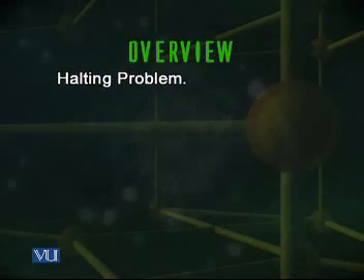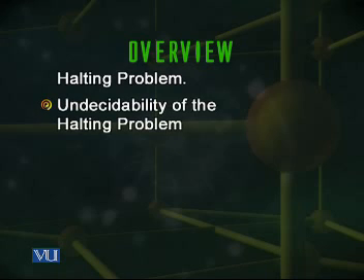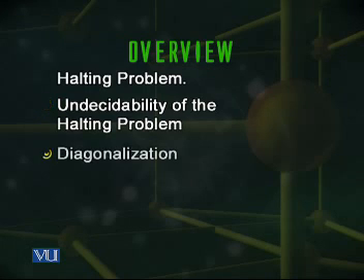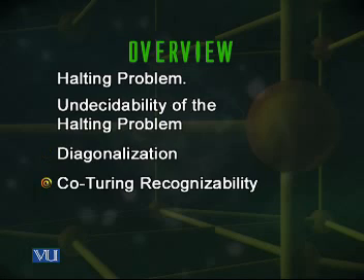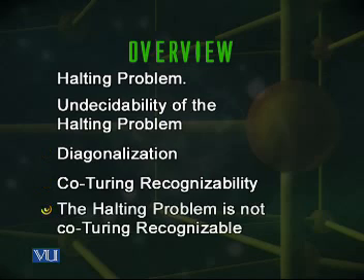So, the outline of today's lecture is as follows. We would first look at the halting problem. We will recall the precise definition of it, and after that, we will prove the undecidability of the halting problem. Of course, this is going to be a diagonalization argument, and we would re-examine that proof and identify where we are using this technique called diagonalization. After that, we would discuss something called co-Turing recognizability, and then we will prove another theorem, which is that the halting problem is not co-Turing recognizable.